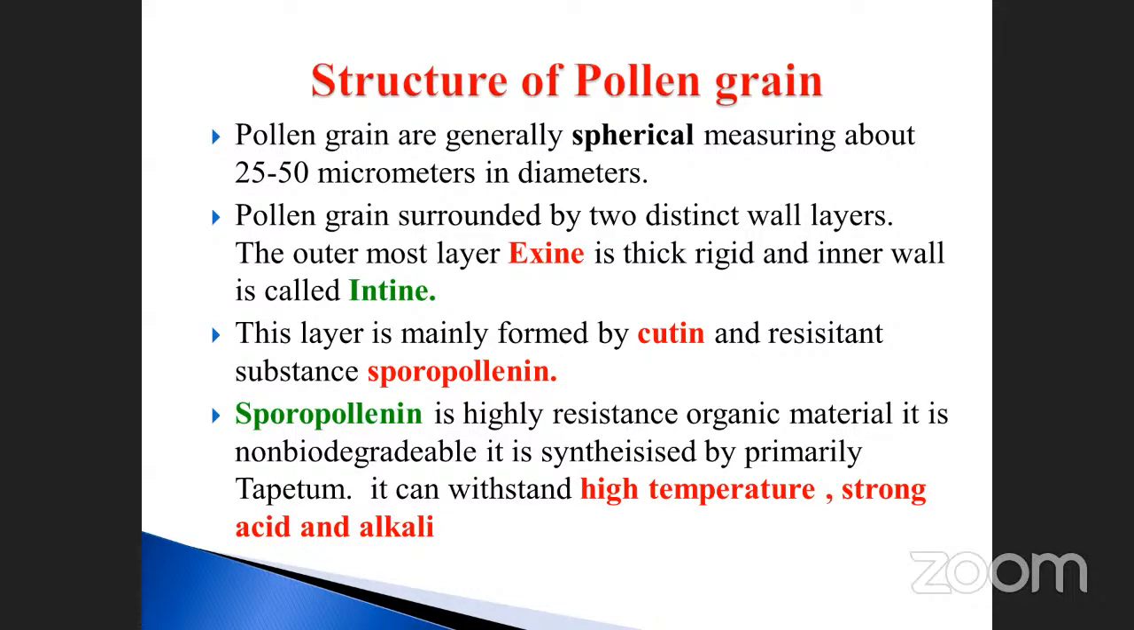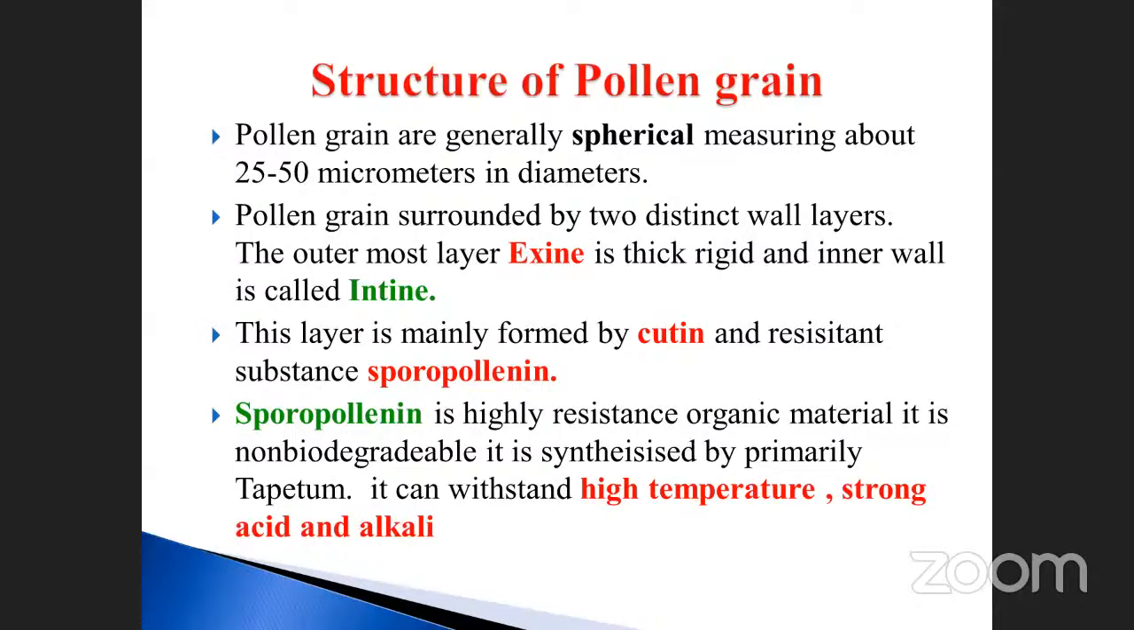The exine is mainly formed by cutin, which is also very important, and the resistant substance sporopollenin. The pollen grains contain resistant substances, sporopollenin as well as cutin. Sporopollenin is a highly resistant organic material and it is non-biodegradable. Already I told you, temperature, natural disaster, whatever it may be, cannot easily destroy the pollen grain because of the presence of sporopollenin.